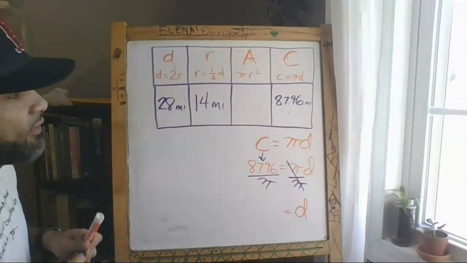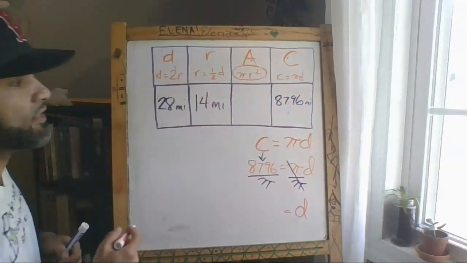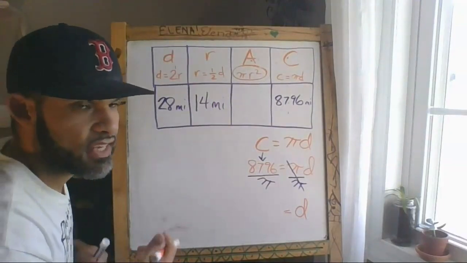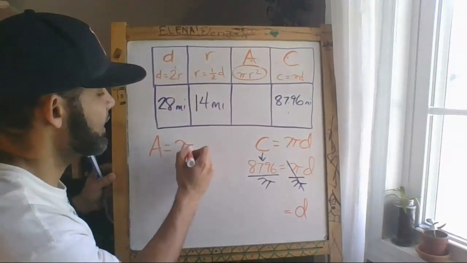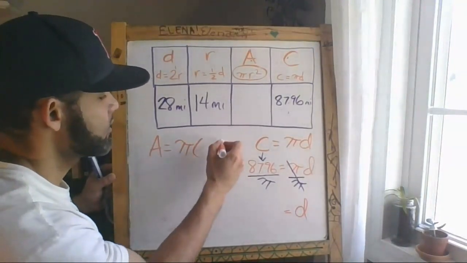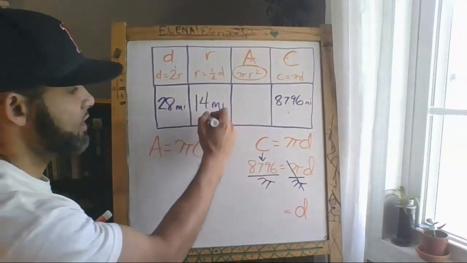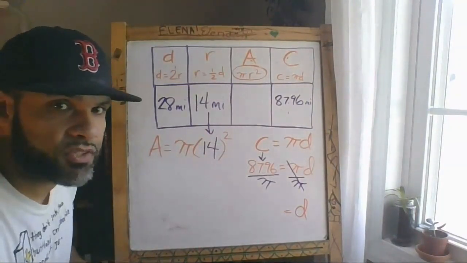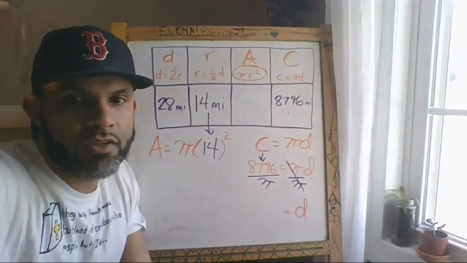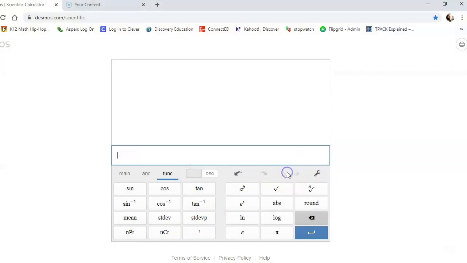Now, what is the area? Well, we know the area formula, the equation tells us to multiply pi times the radius squared. So the area is going to equal pi times the radius squared. Well, what is the radius? The radius is right here. The radius is 14. Okay, so it's pi times 14 squared. So we're going to go ahead and check on decimals again. Let's clear that. Pi times 14 squared.